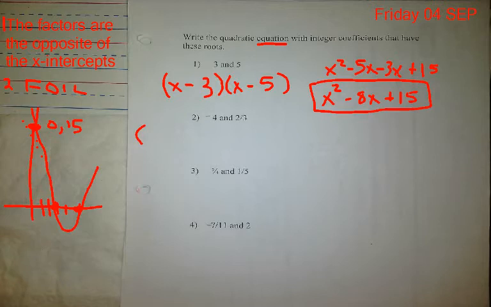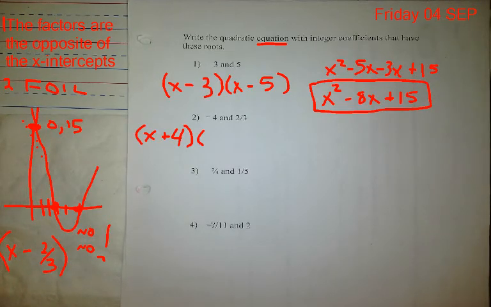I've got negative 4. So that's going to be x plus 4, because remember, the factors are the opposite of the x-intercept. If this is negative, that has to be positive. Now then, 2/3 is the other one, and you cannot, let me repeat it again, you cannot use fractions when you're doing factors. This is a no, right? Can't use fractions. So what do we do?